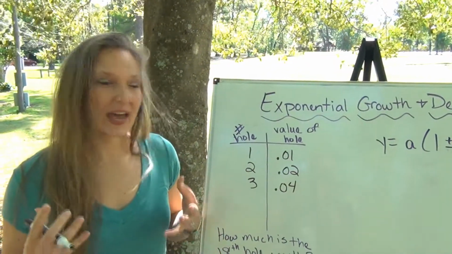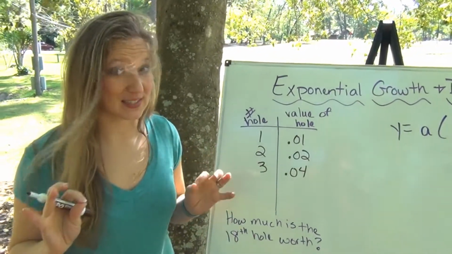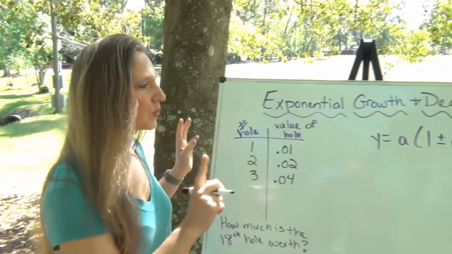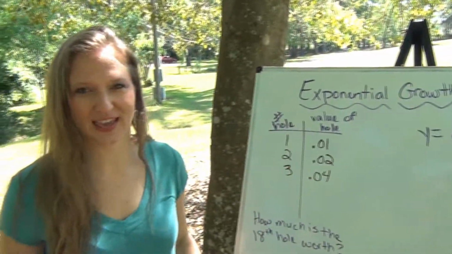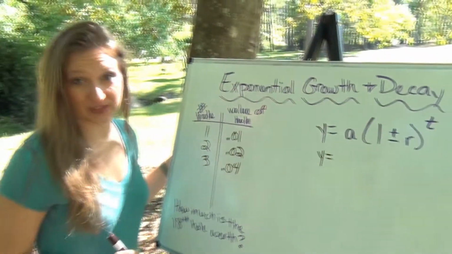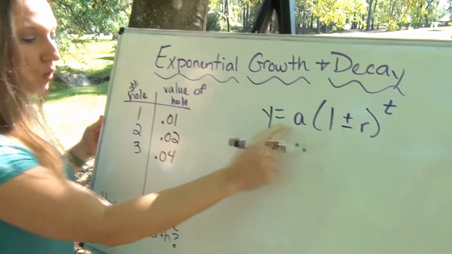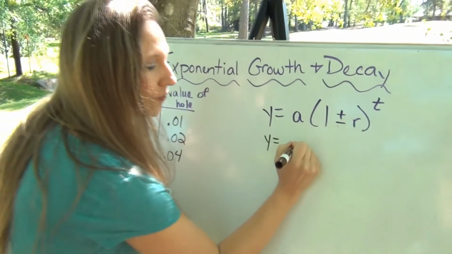This is an example of an exponential growth because each time the money is growing by a set rate. So here's the formula we can use to fast forward to the 18th hole. Y is going to represent how much money we're going to end up with on the 18th hole. A is always going to be our initial value. Well, we started with 1 penny for that hole.